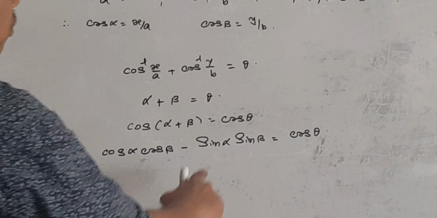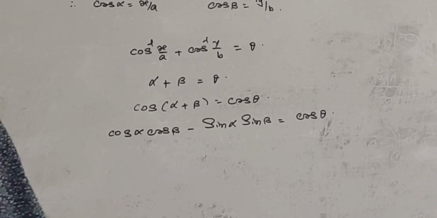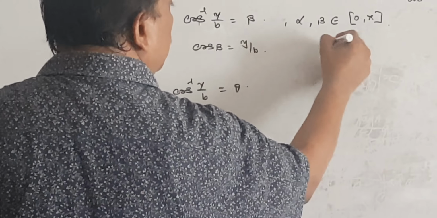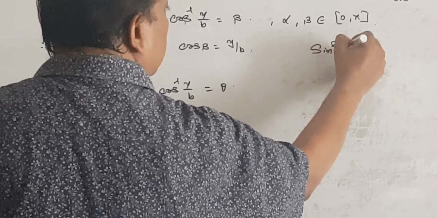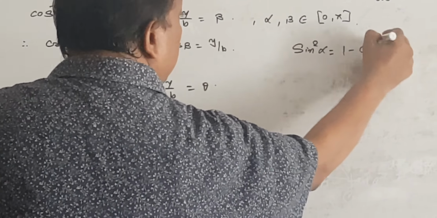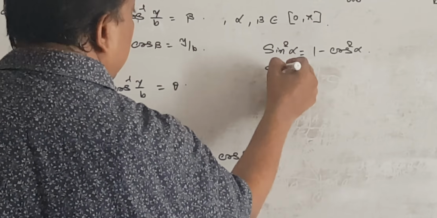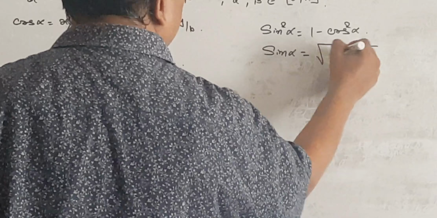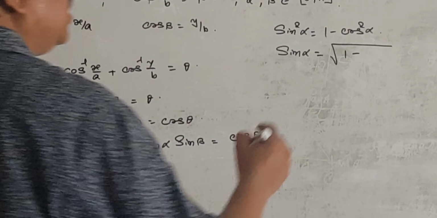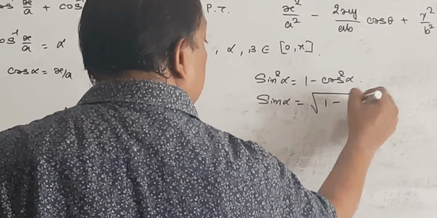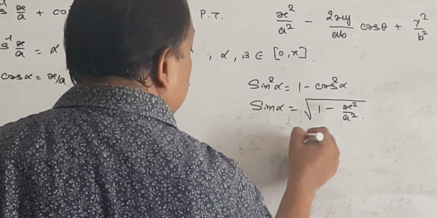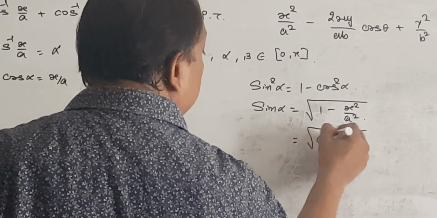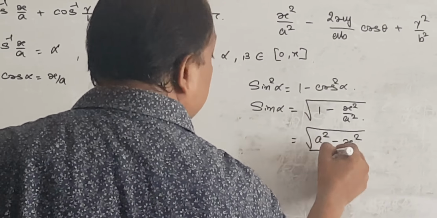See, we also want sin alpha sin beta. You have cos alpha. You know that sin square alpha is 1 minus cos square alpha. So sin alpha becomes root of 1 minus cos square alpha, that is 1 minus x square upon a square. So in short, sin alpha can be expressed as root of a square minus x square upon a.